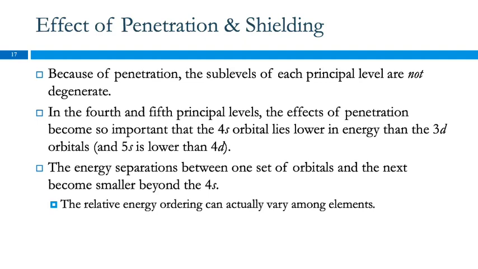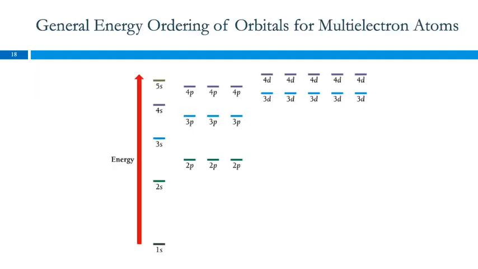The other thing that happens as we get farther from the nucleus is that the difference in energy between the levels becomes smaller and smaller. And so a small amount of penetration can have a larger effect on the overall energy. And then just to make things more fun, the relative energy ordering can actually vary among elements. We're going to ignore that in Chem 1A because we can. We're going to pretend it's the same for everything, but it does change.